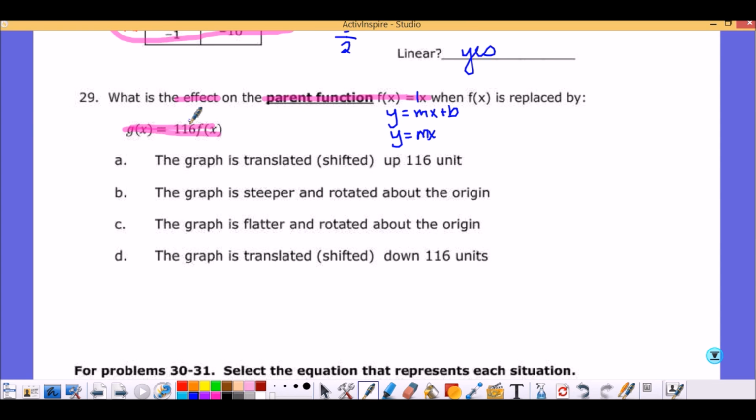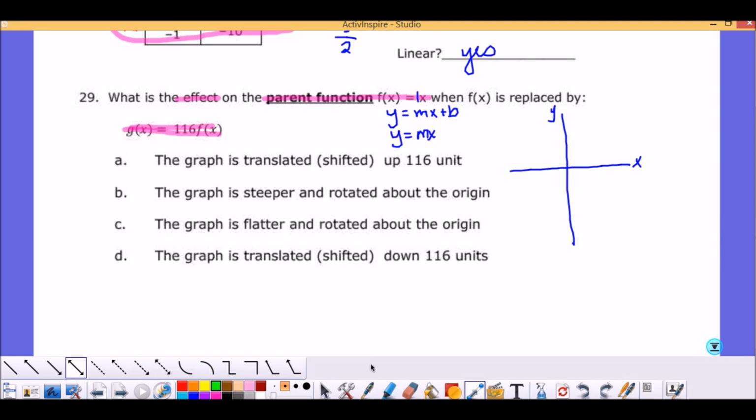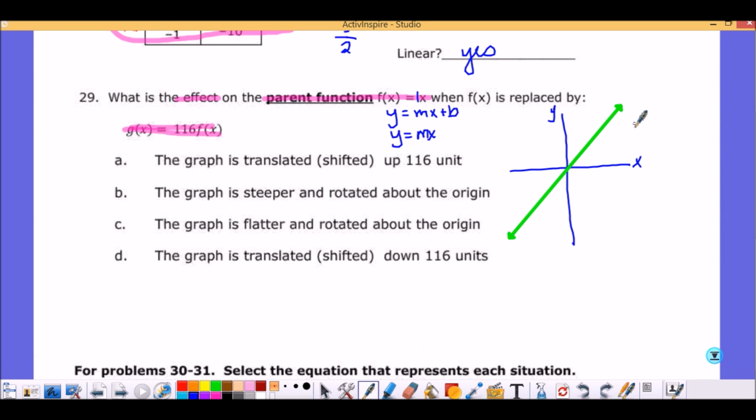Now what I'm going to do is I'm going to put 116 in front of it. So let's do a quick graph. Here's my x, here's my y. Now my most basic line is y equals x, so it looks like that. This is called the parent function. This is f of x equals x. This is a slope of 1, my invisible 1.